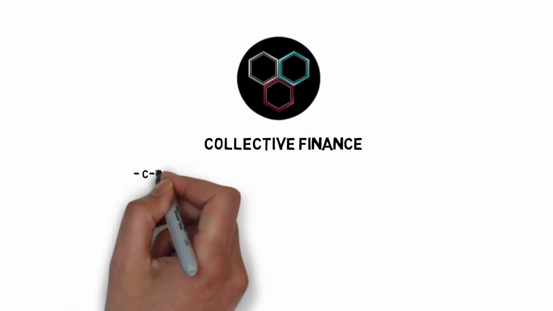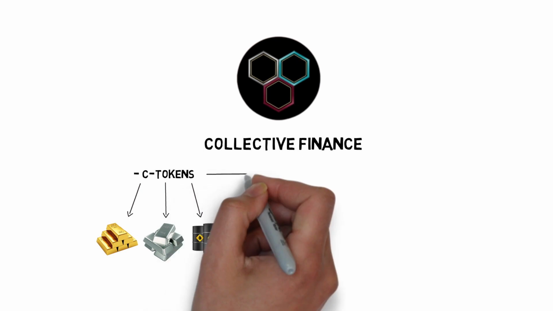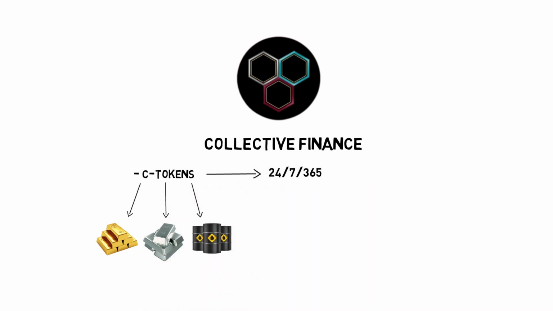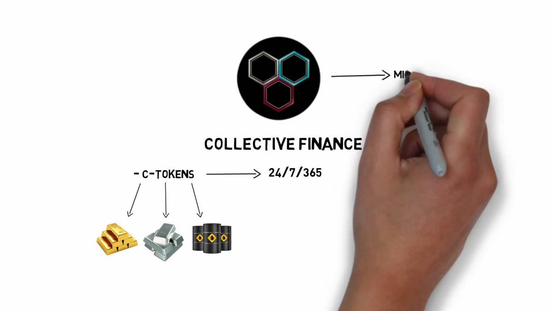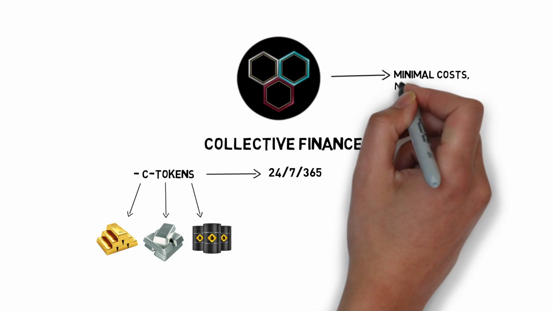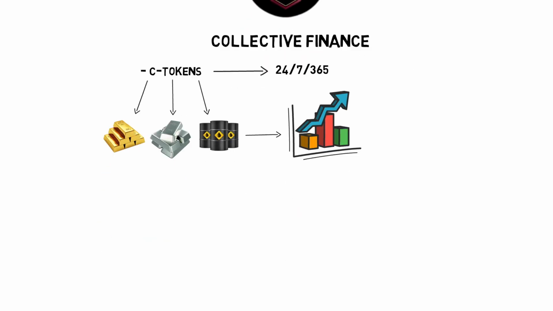Collective finance will be launching the C tokens that will represent commodities like gold, silver, oil, etc. These will be available to trade 24/7 and 365 days a year. You can access these fully backed tokenized commodities 24/7 with minimal costs and no hassle, while providing the best yield farming opportunities to put your digital commodities to use.